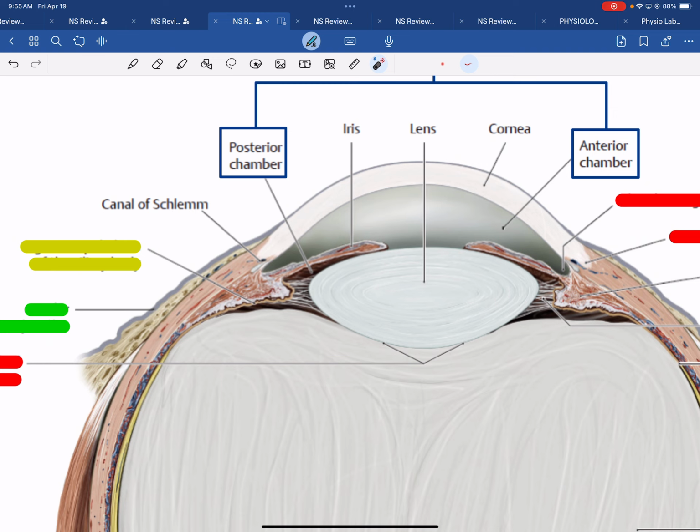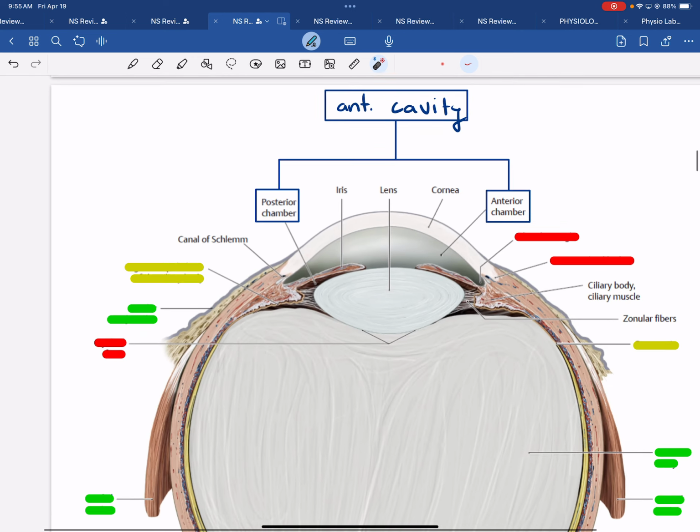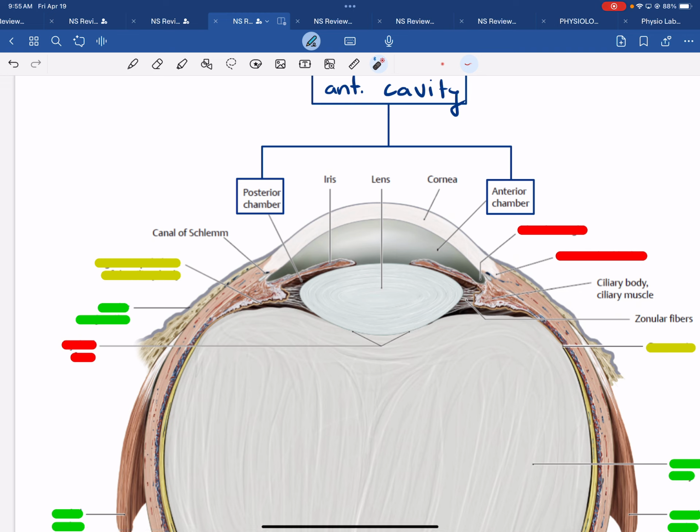What is the structure that produces aqueous humor? The ciliary processes of the ciliary body. Good, right? So we're draining the aqueous humor back to the blood? Yeah, back into a vein, like most of the liquids. Good.